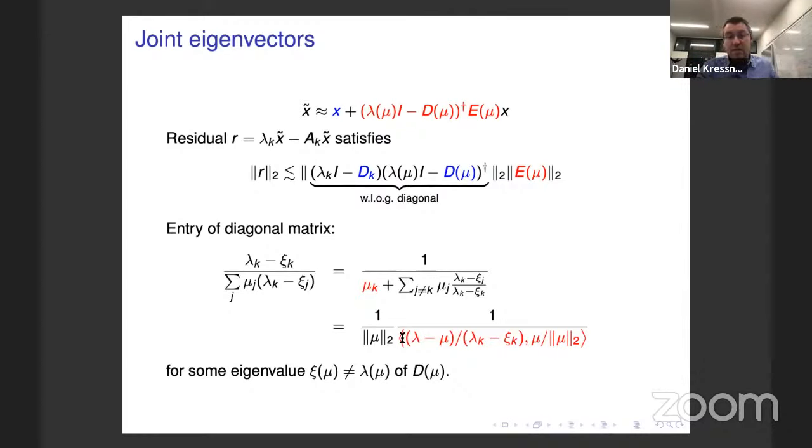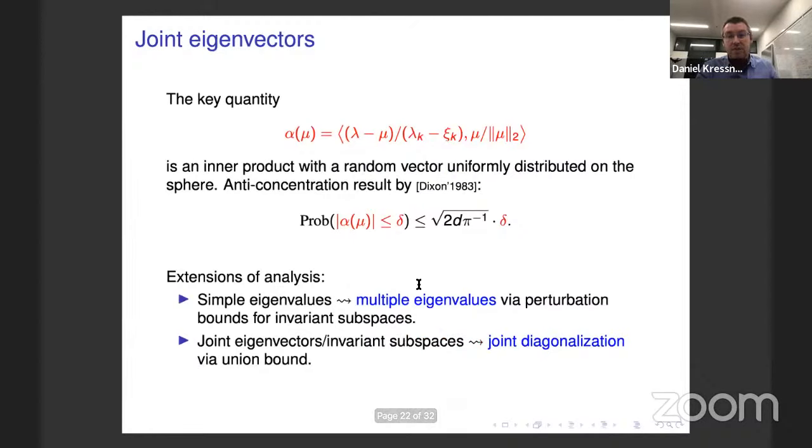To look at this individual entry, and for this, we know a lot of things. So this is the key quantity. This key quantity, we don't want it to be small because it's appearing in the denominator. So we want to show that this doesn't happen to be small if you choose a random vector mu. It happens to be an inner product between a random vector uniformly distributed on the sphere and some fixed vector.